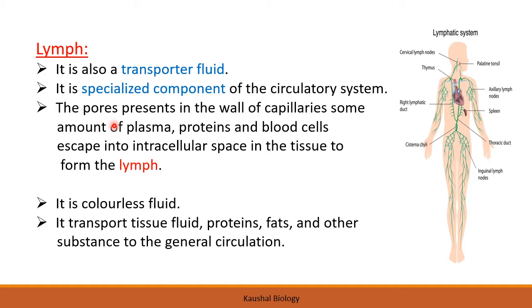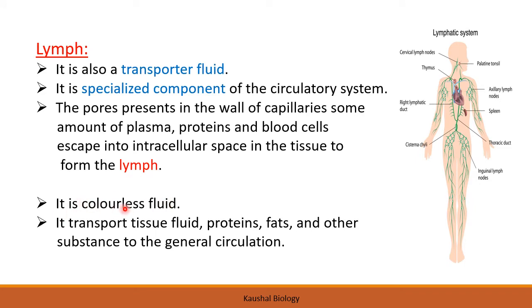Now what makes lymph? How is lymph formed? So the pores which are present in the wall of the blood capillary, what happens? Some amount of plasma, protein and blood cells escape into the intracellular space. Means from the wall of capillary there are certain pores, and from those pores this plasma, proteins and some blood cells escape into the intracellular space in the tissue, and this intracellular space forms this lymph or lymphatic system.